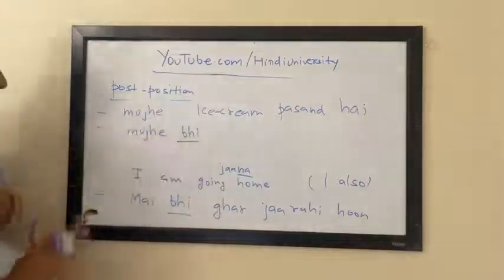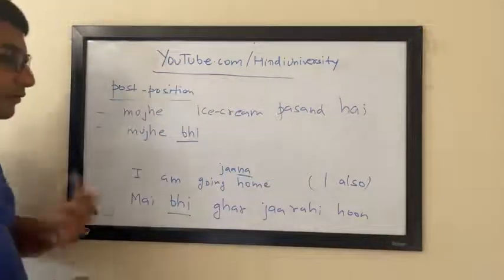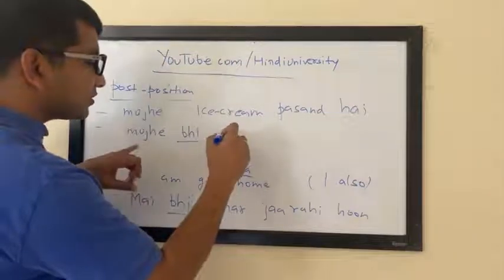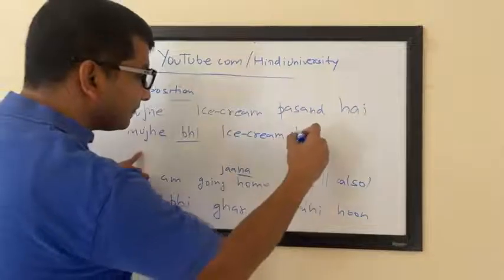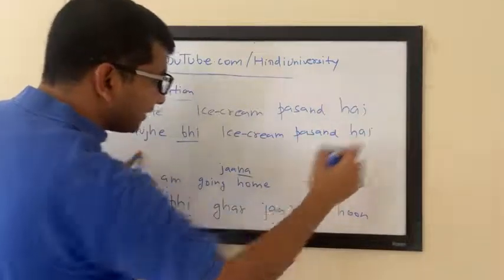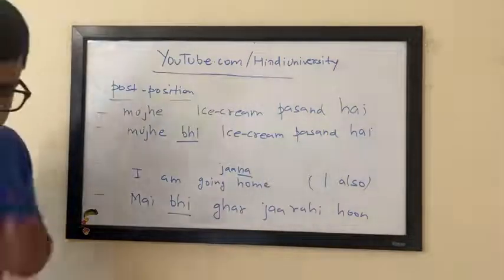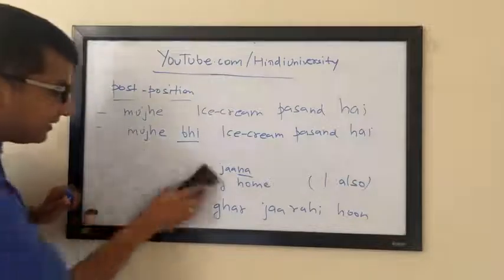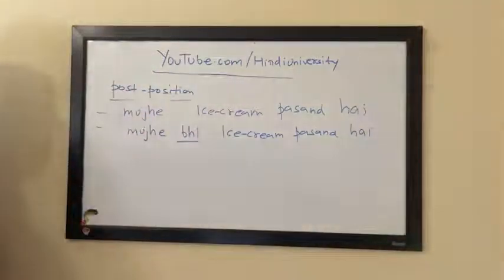Either you can just say this part and that's about it. Everything else is implied. But if you want to say the full sentence, you'll say मुझे भी ice cream पसंद है. I too like ice cream. Okay. Let's see who else would like to share their thoughts on how to use भी.